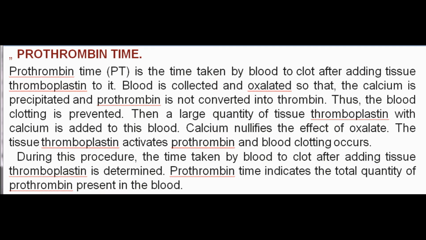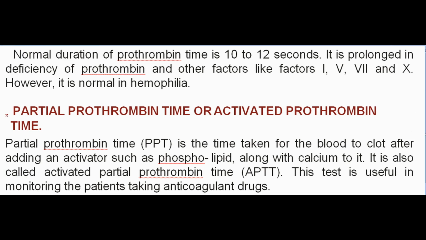Prothrombin time indicates the total quantity of prothrombin present in the blood. Normal duration of prothrombin time is 10 to 12 seconds. It is prolonged in deficiency of prothrombin and other factors like factors I, V, 7 and X. However, it is normal in hemophilia.